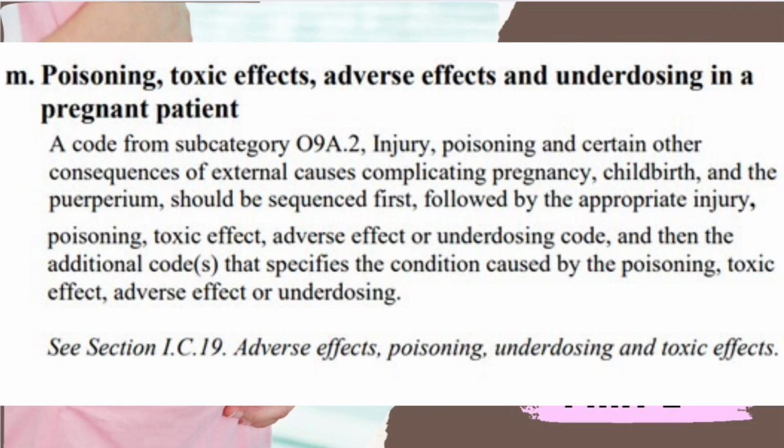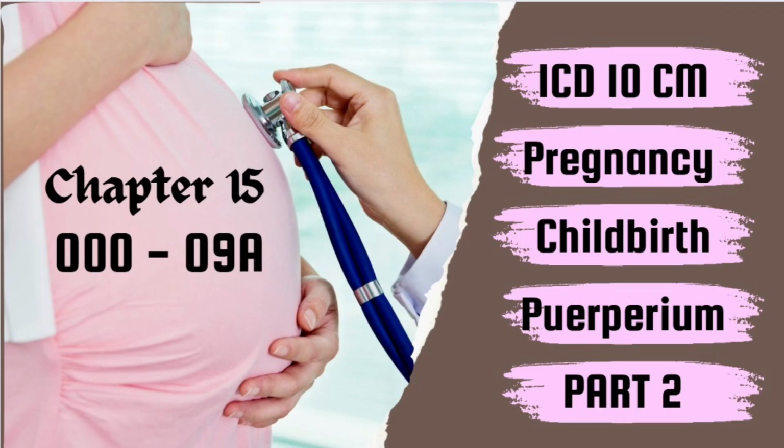And then additionally, if some condition or problem arises because of this poisoning, toxic effect, or underdosing, you will be coding that also. The first diagnosis will be O9A.2. So by now, if you are a fresher coder, you should have already got an idea. O codes should precede other chapter specific codes. Other chapter specific codes shouldn't be principal diagnosis for a pregnant patient during pregnancy, childbirth, and puerperium. This is all in the part 2 video of the chapter 15 guidelines, pregnancy, childbirth, and puerperium.